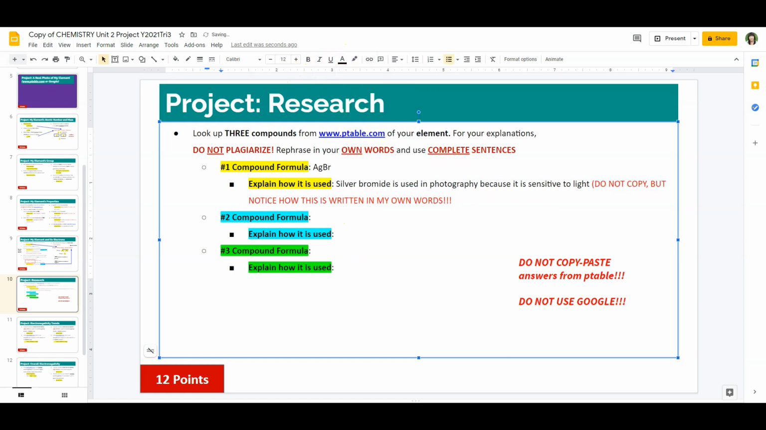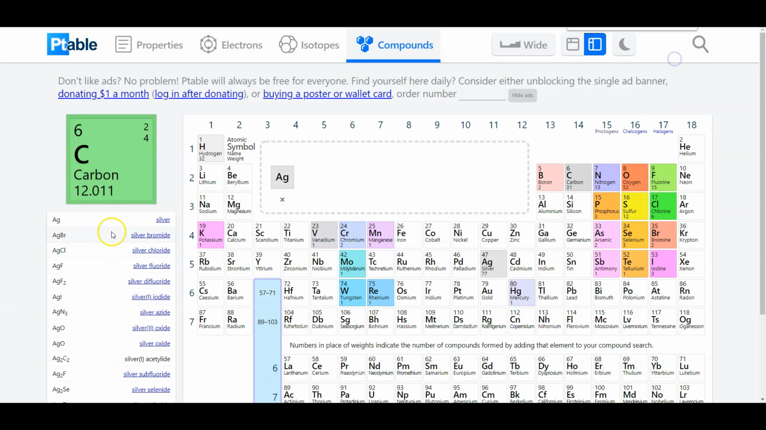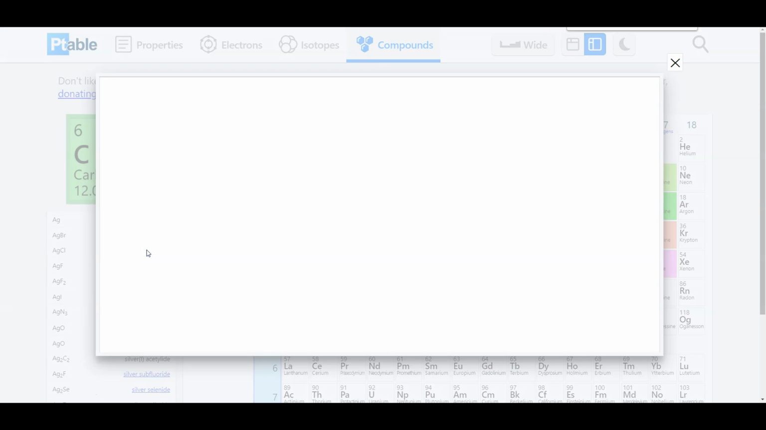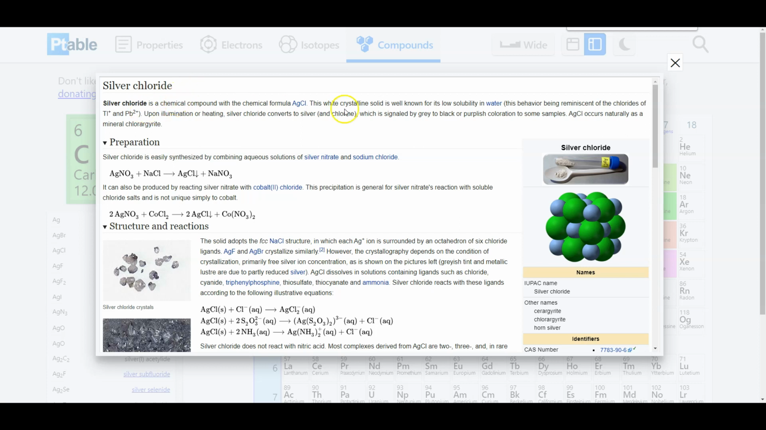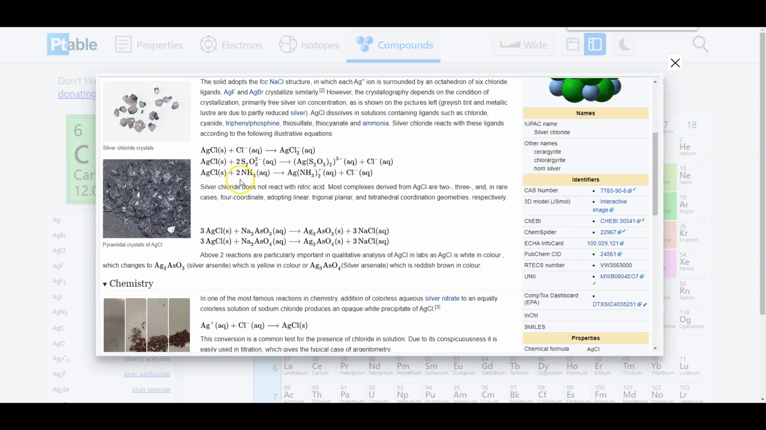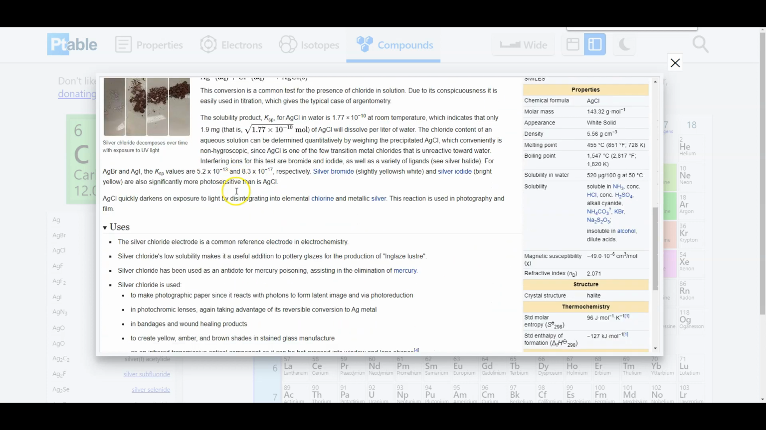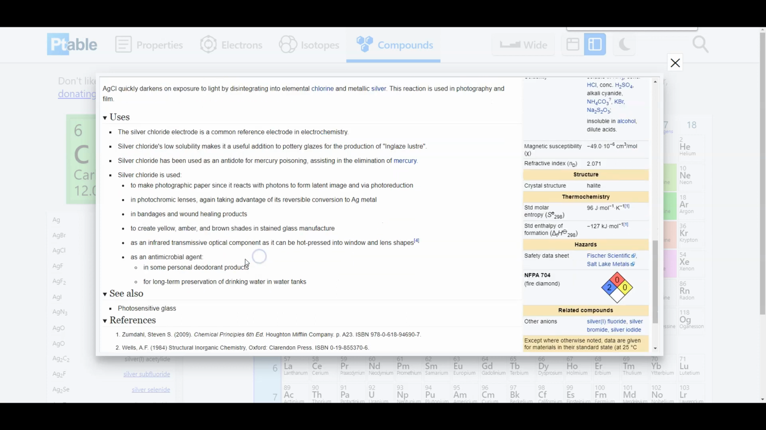Again, you would then click on another one, right? So we could take a look at silver chloride. Silver chloride says, let's see here, when it is heated, it can change. Not all of them are going to have great uses, so we can drop down here and see some uses. It says that it is used for pottery glazes. It can also be used as an antidote for mercury poisoning, so that's really interesting. So look for interesting facts about it.